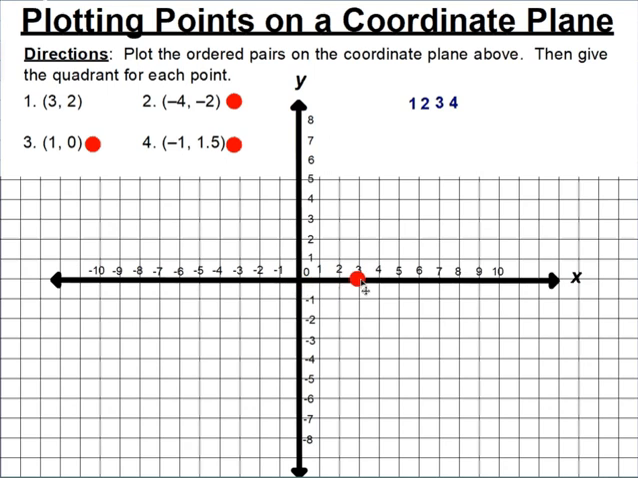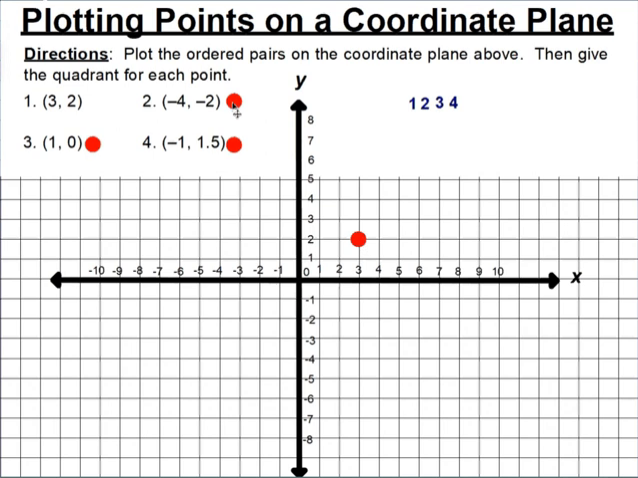Moving to 3 on the x-axis would be moving to here. The y-coordinate is 2, so just like the last problem, we're going to go up to 2. 2 is above 0, if you remember the word above from the integers unit. So the ordered pair 3, 2 is located right here, right 3 and up 2.